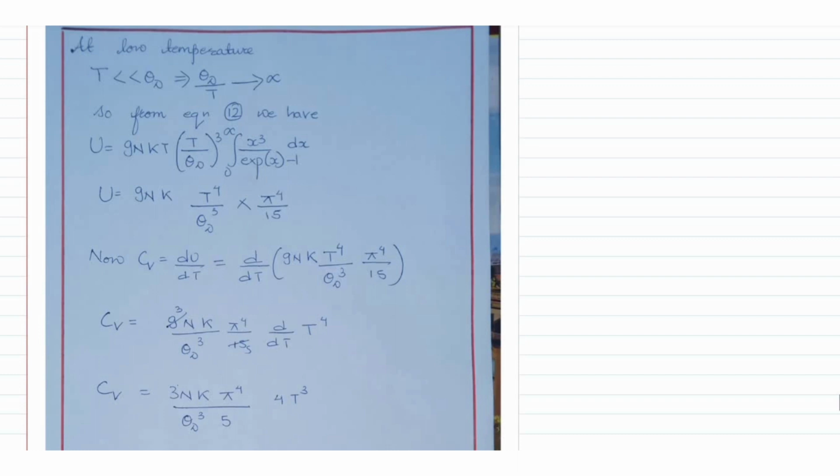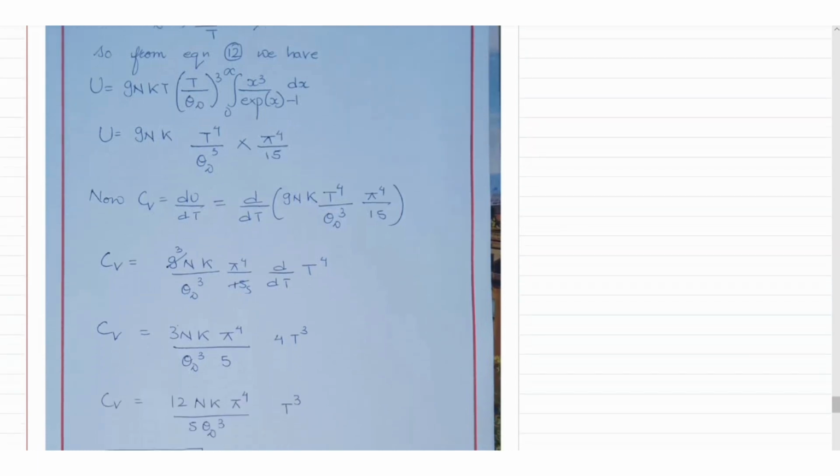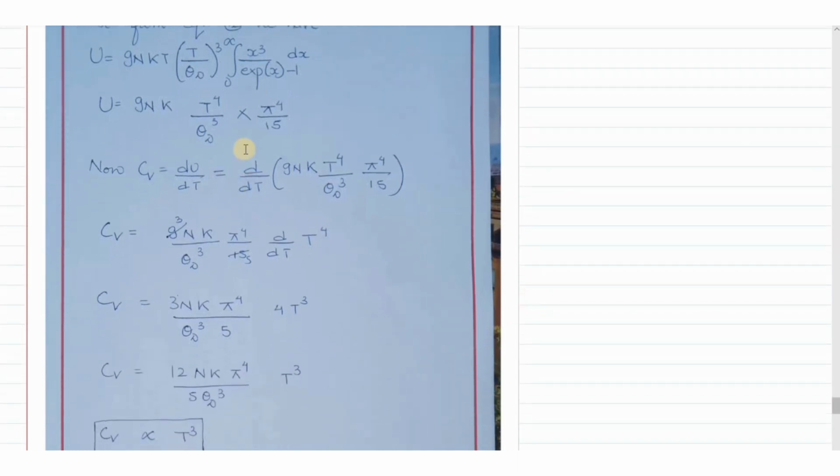So now we know that specific heat Cv is equal to du by dT, equal to d by dT. In place of u we can write 9Nk T to the power of 4 by theta_D to the power of 3 into pi to the power of 4 by 15. Cv is equal to 9Nk by theta_D to the power of 3, pi to the power of 4 by 15, d by dT of T to the power of 4.